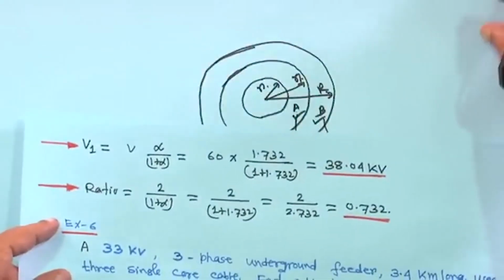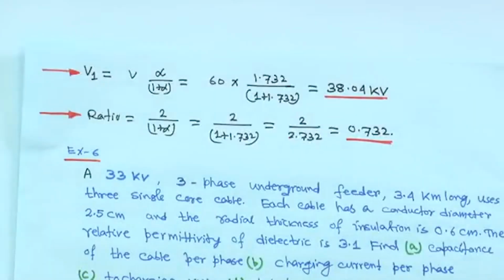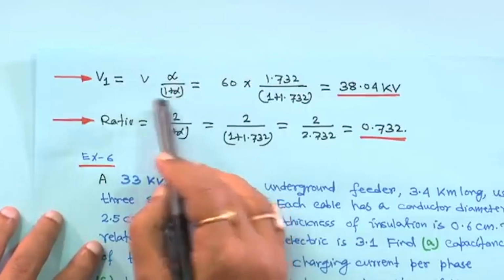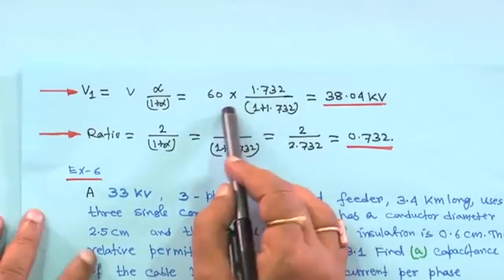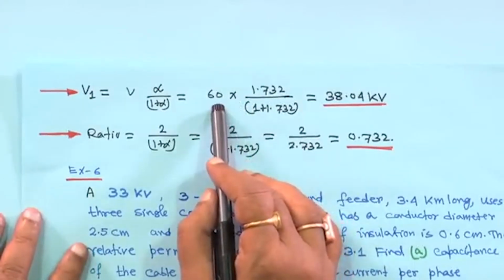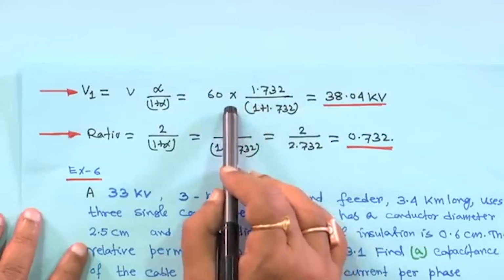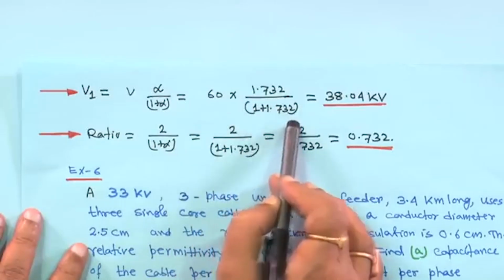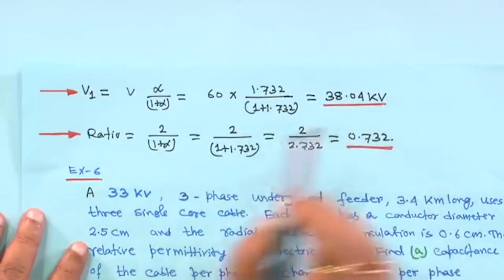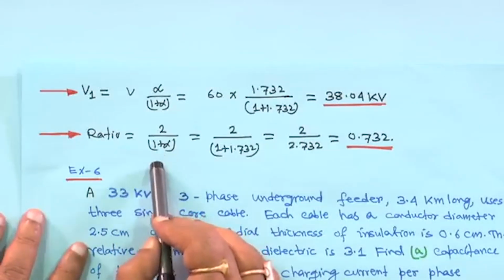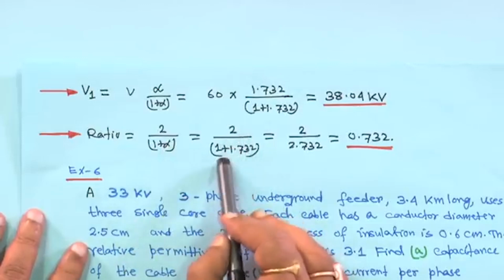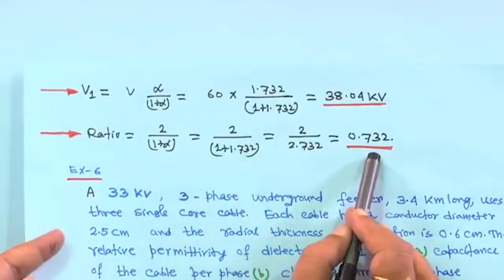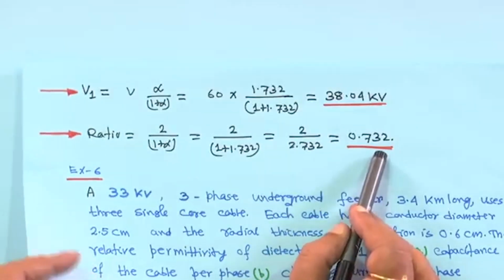And V1, just hold on. V1 is equal to V into alpha upon 1 plus alpha. So, V is 60 is given, right. If it is given in RMS value, find out in RMS; if it is given in peak value, find out in peak value, right. Your 60 into alpha is 1.732 divided by 1 plus 1.732. So, it is 38.04 kV. Therefore, the ratio, we have seen earlier, is equal to 2 upon 1 plus alpha. So, 2 upon 1 plus 1.732 is equal to 0.732. So, this is the answer, right.